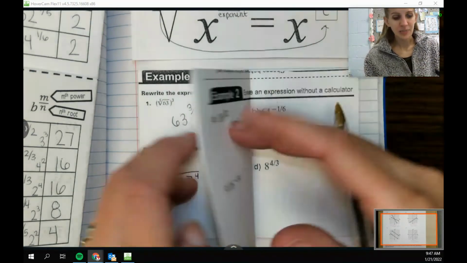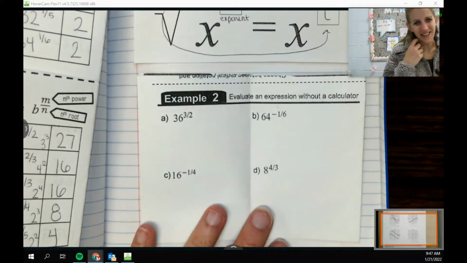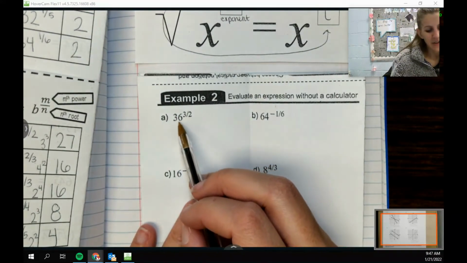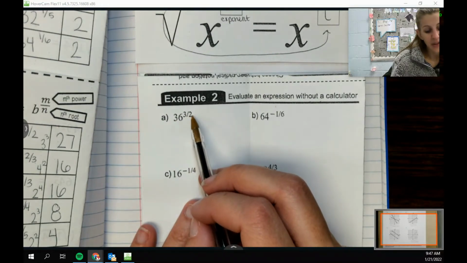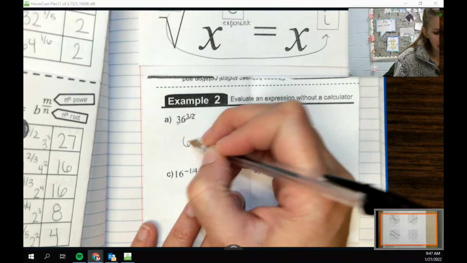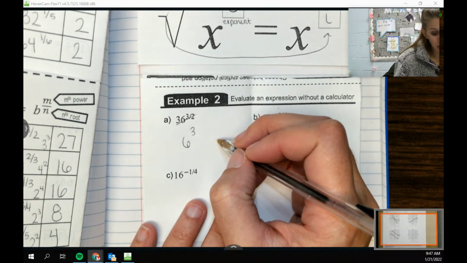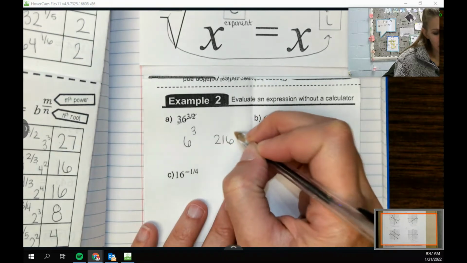All right, let's try one more. Ooh, evaluate without a calculator. This is the fun stuff. Okay, so we're 36 to the 3/2 power. The root is 2. So that's 6. To the 3rd power is 6 times 6 times 6. That's 216.